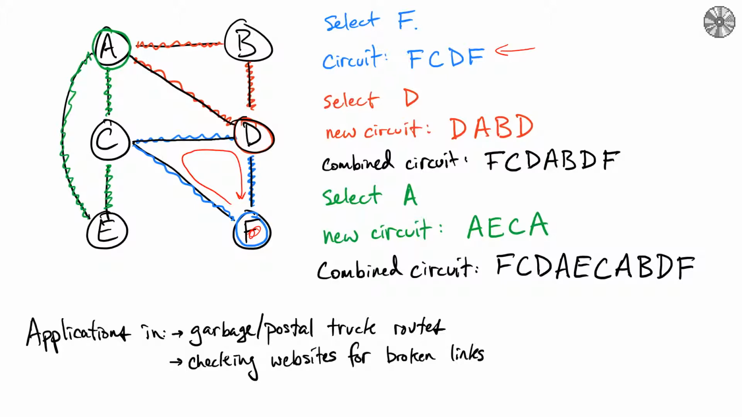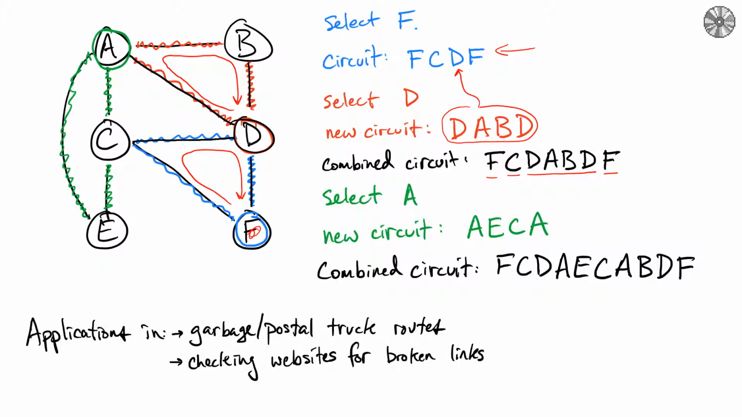And so if we select node D, kind of arbitrarily, then we can start with D and find another circuit that starts and ends with D. And so we can find the circuit that goes D to A to B back to D. The idea now is that we're going to take this new circuit and insert it where we had D before. And so now you have FC, and then we introduce DABD, and then continue on to F.